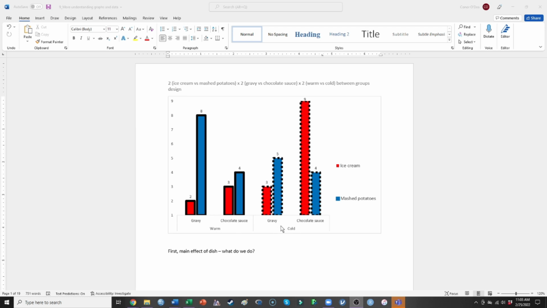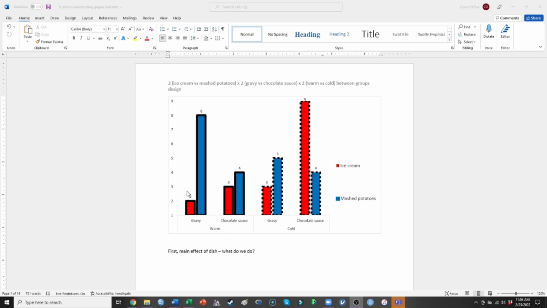And so we want to know, is there an effect of dish? Is there an effect of topping? And is there an effect of temperature? And finally, do these variables interact with one another? So let's first start off by defining what a main effect is. A main effect is the effect of one independent variable on the dependent variable. When you look at a main effect, you do not consider the other independent variables.